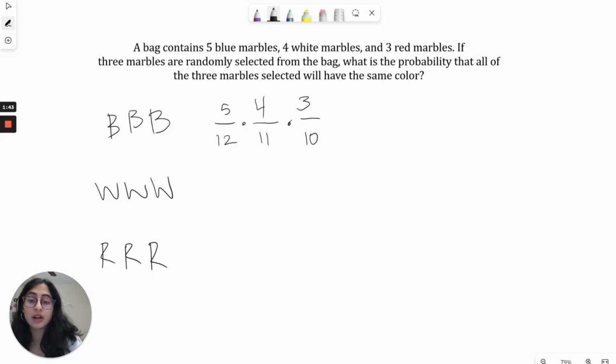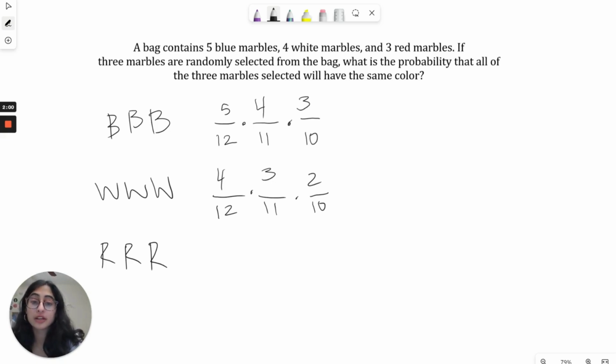So for white, white, white, well, we can follow the same pattern with the denominators because we know that it'll start out with 12 marbles in the bag, and then we'll pick one, and it'll go to 11, and then we'll pick another one, and it'll go to 10. So how many white marbles do we originally start out with? 4. And then we'll have 3, and then we'll have 2.